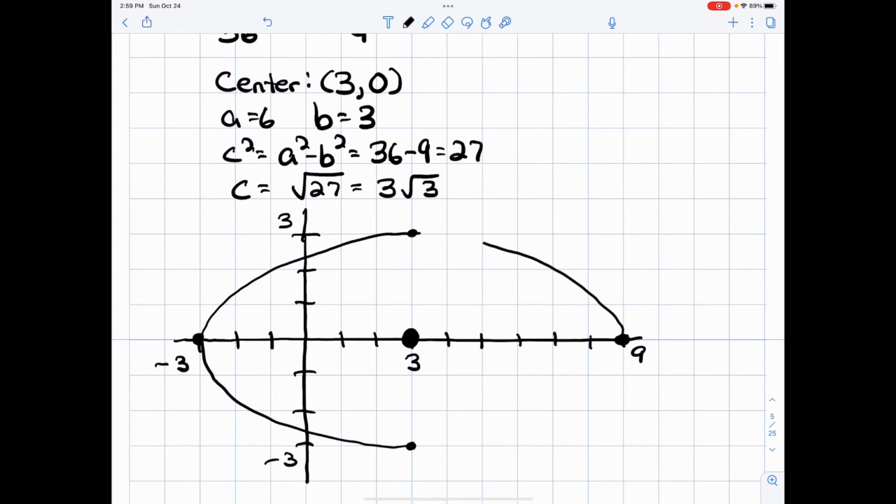Notice that I haven't really spent time trying to find all the y-intercepts and everything. Honestly, you don't have to unless it asks. As long as you have those endpoints for your major axis and minor axis, you're good.